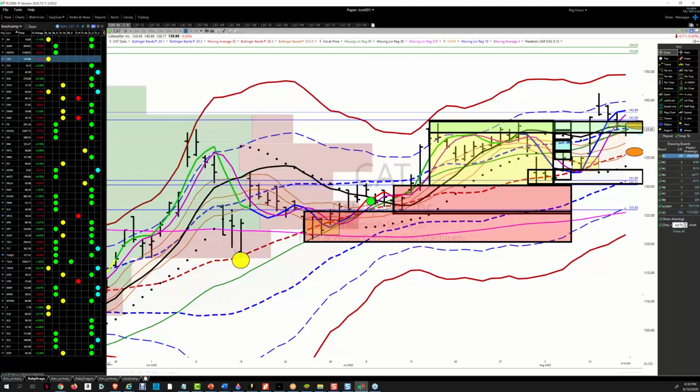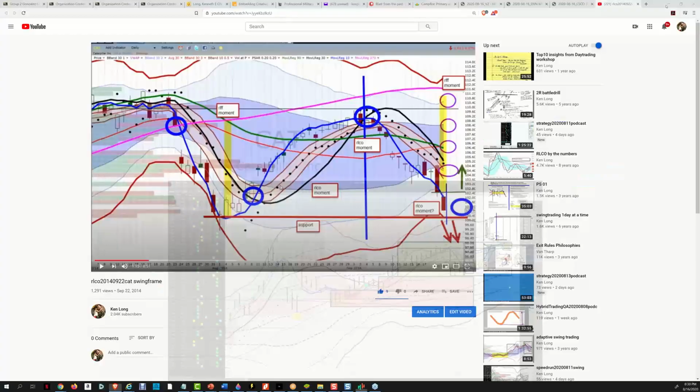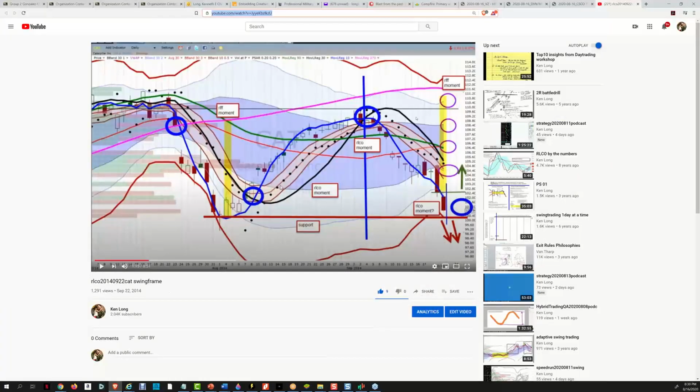So that's the snapshot on Caterpillar, and thanks to Pavel for that find. It reminded me of just why I love Caterpillar so much. And then you just notice over on the right hand side, there's a ton of goodies just on that YouTube channel, just waiting for you to review. Top 10 insights from the day trading workshop, thanks to Aruj, who's an anesthesiologist. The 2-hour battle drill from 5 years ago. I'm disappointed that it's only had 5,500 views. I would have thought it should be more than that.